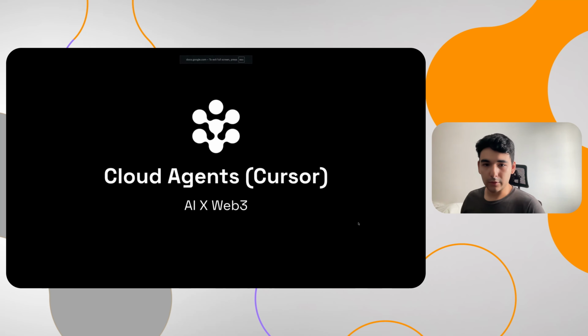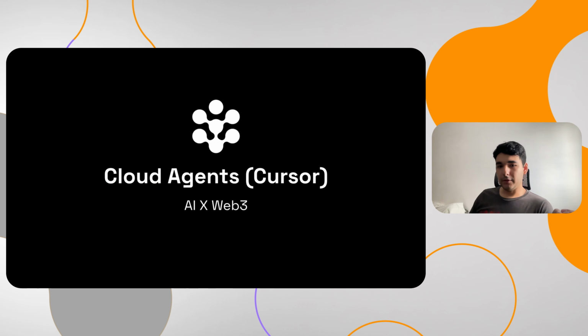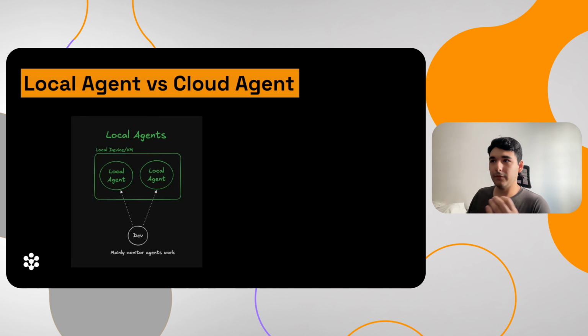Cloud agents with Cursor. First, let's explain a bit, just for those who don't know, what an agent itself is. Basically, you have large language models, and when you combine this with the capability of using tools, this is an agent. It's basically a model capable of using tools. So let's start first with explaining a local agent, and then let's proceed with a cloud agent.